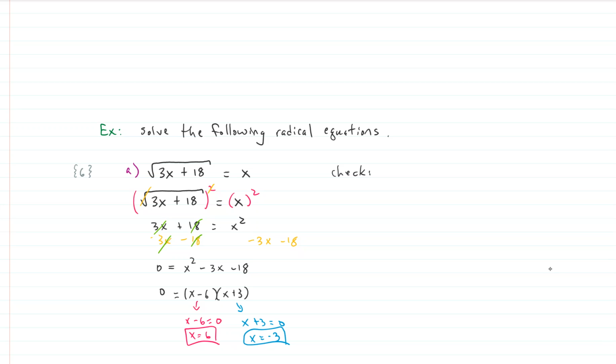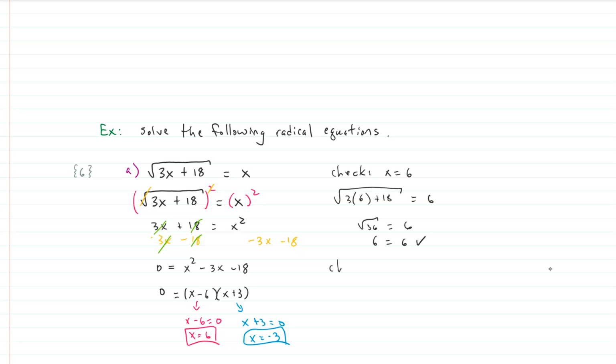Let's check x equals 6. And we check by plugging them back into the original equation. So we have the square root of 3 times 6 plus 18 equals 6. So 3 times 6 is 18. 18 plus 18 is 36. So we have the square root of 36 equals 6, which is valid because the square root of 36 is 6. So that's a valid solution.